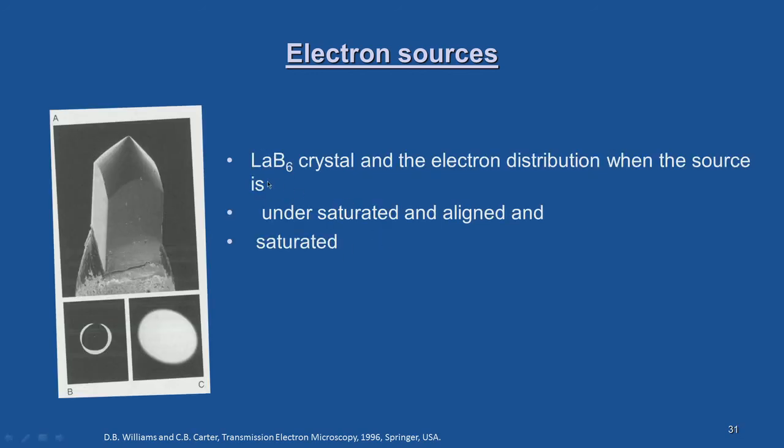Another thermionic emission filament is the lanthanum hexaboride crystal, and this shows the electron distribution when the source is undersaturated and aligned, and when it is saturated. This is just an introduction to the electron gun source.